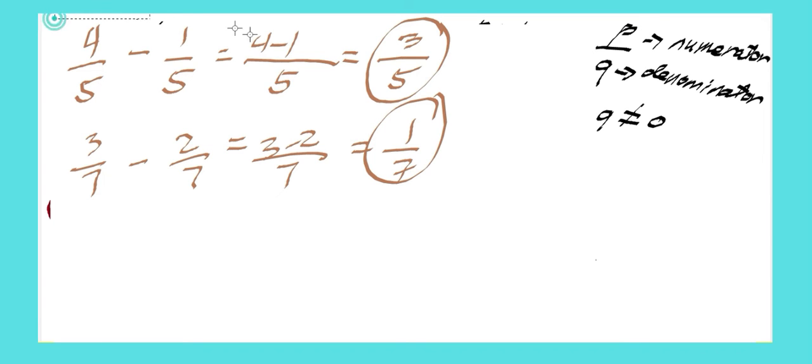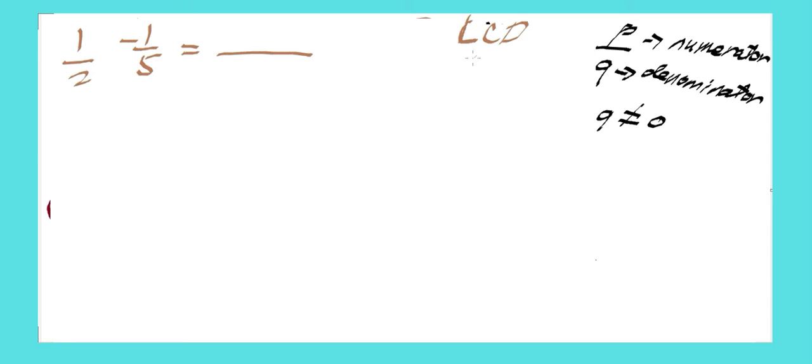Now let's have the subtraction of rational number which has different denominator. So let's have 1 half minus 1/5. Again, you are going to get the LCD. Get the LCD because they have different denominator.